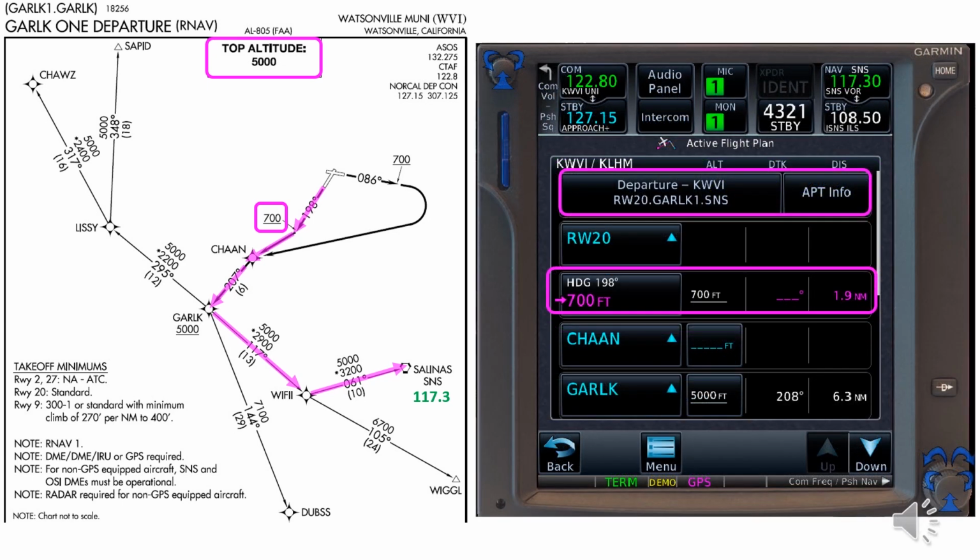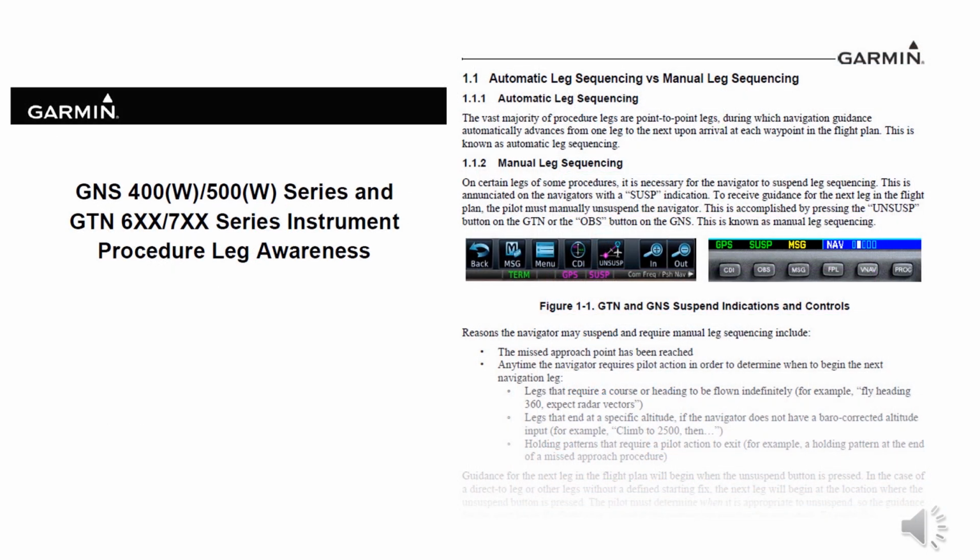Note that the flight plan page shows the procedure title, and that the first leg of this departure, as is often the case, is a heading to altitude leg. Garmin has published a free guide about the types of legs used in instrument procedures and how to recognize and fly them when using Garmin navigators. The document is a free PDF that you can download from the Garmin website.